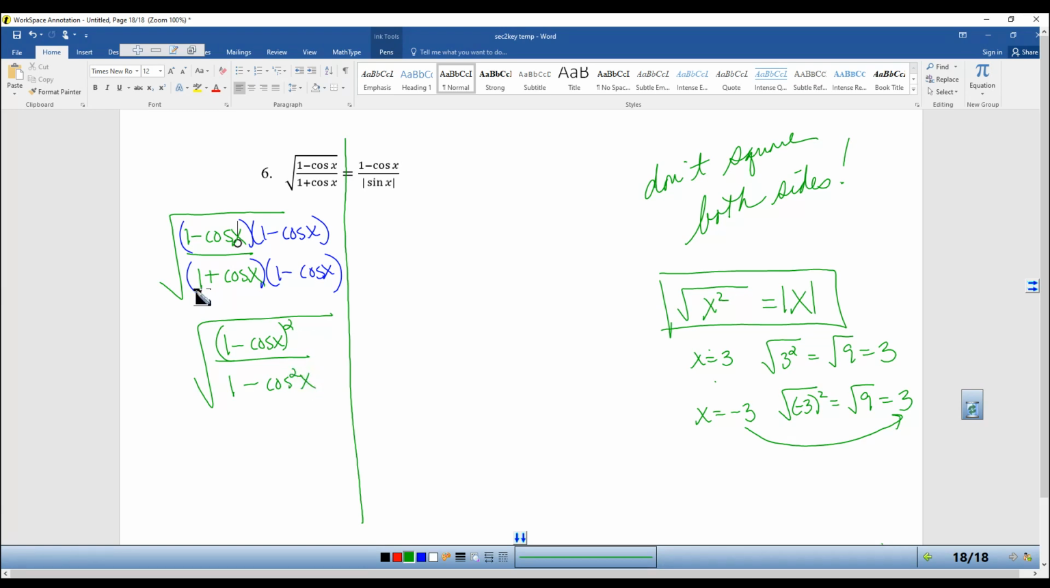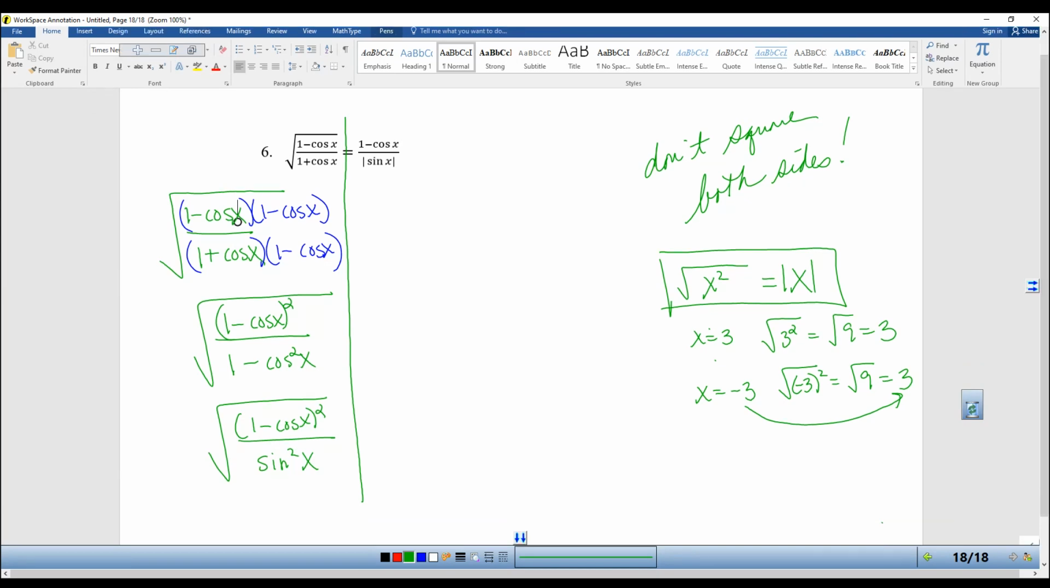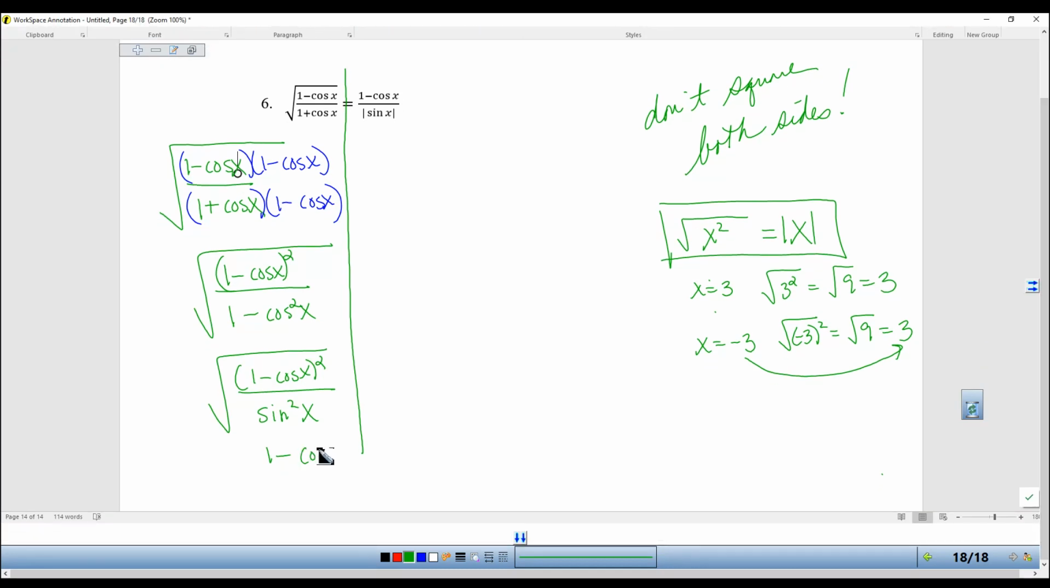I'm actually going to FOIL it out. First, outers and inners cancel, and last times last is minus cosine squared x. And then I'm going to leave this numerator the same. And the denominator, hopefully by now you recognize 1 minus cosine squared is sine squared. And as a final step, this is a perfect square. So 1 minus cosine of x, and then sine squared x is just going to become sine, but like x squared, I am going to put it in absolute values.